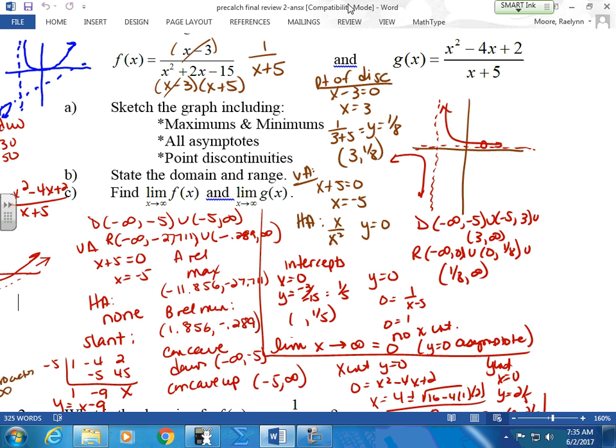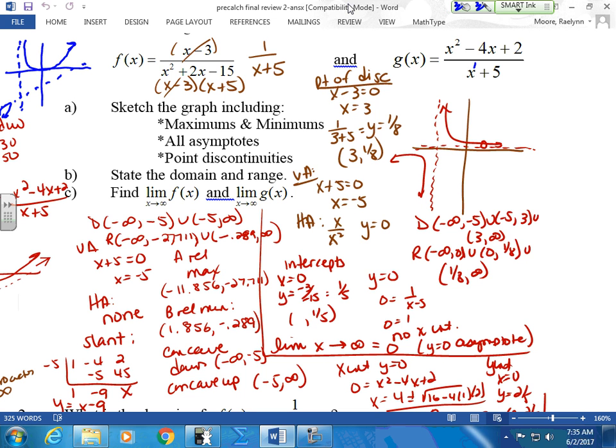You have a slant asymptote because the numerator is 1 less than the denominator. So you're going to synthetically divide, ignore your remainder. The numerator is 1 more than the denominator, yeah, so that tells you slant. That's a 2, that's a 1.